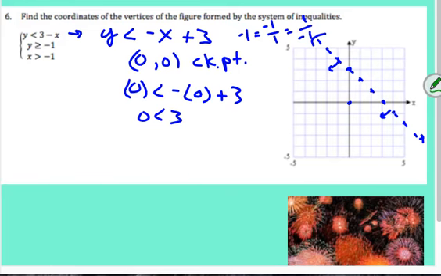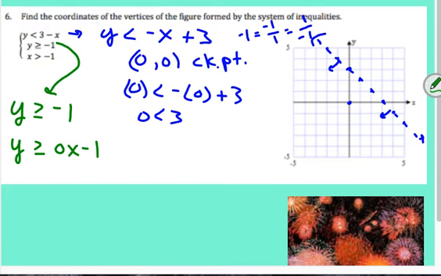Okay, the second one here, we got y is greater than or equal to -1. There is no x value. I can still write it in slope-intercept form. It'd be y is greater than or equal to 0x. 0 times x is just 0, minus 1. What does this mean? The slope is 0. It's a horizontal line with a y-intercept of -1.